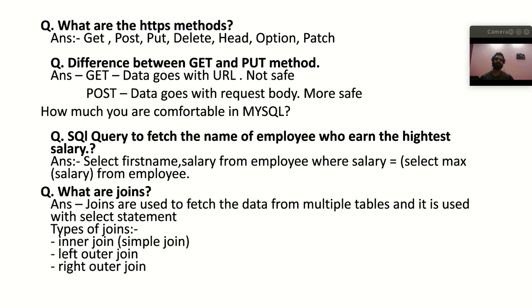So basically, in GET, the data goes with the URL, and the GET method is not really safe, because the data is going with the URL, so it can be exposed to the public, right? But if you're using the POST method, then the data goes with the request body, so it is quite safe, right? So this is the difference between GET and POST.